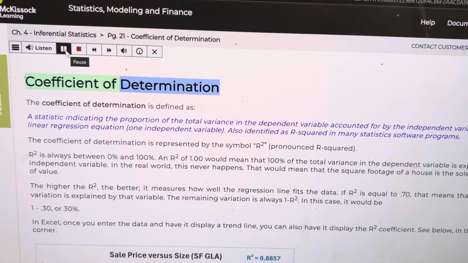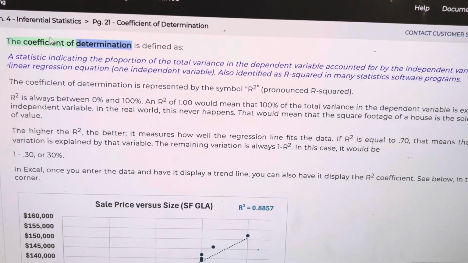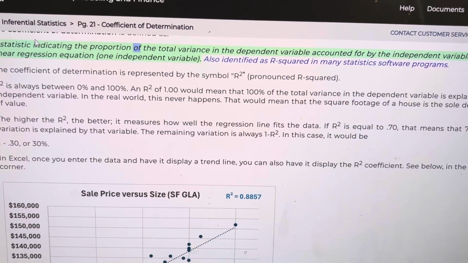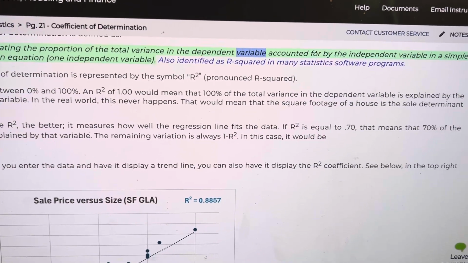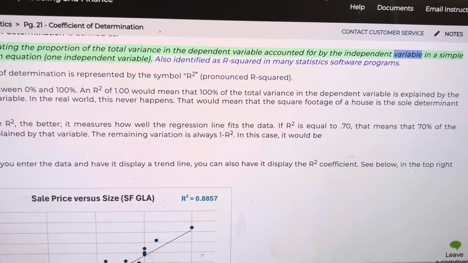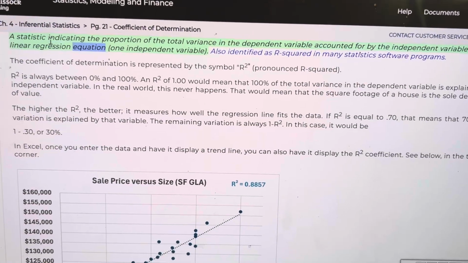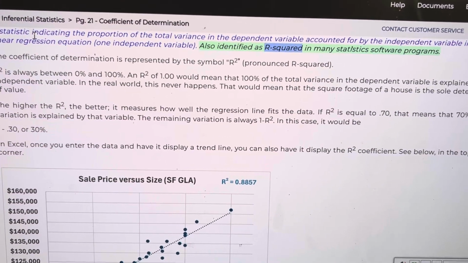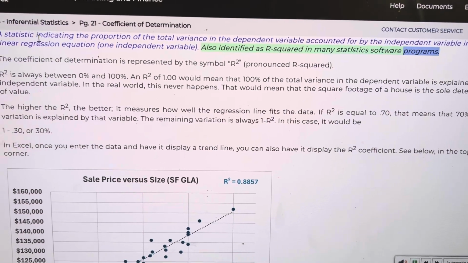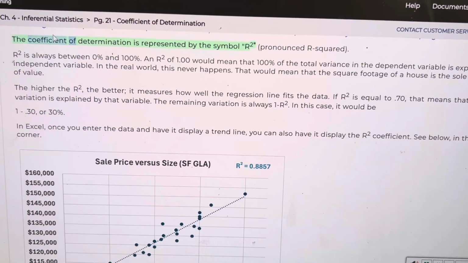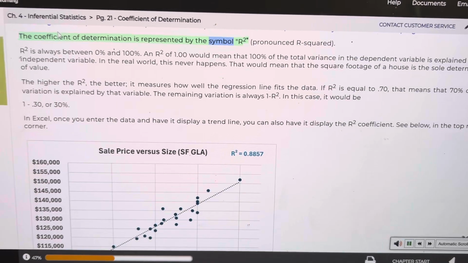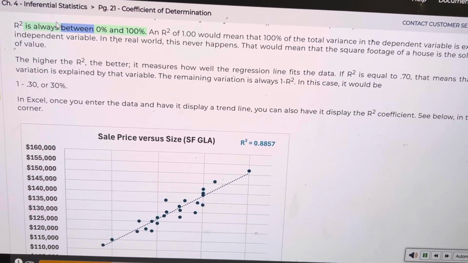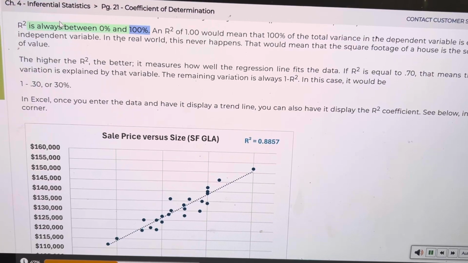Coefficient of determination. The coefficient of determination is defined as a statistic indicating the proportion of the total variance in the dependent variable accounted for by the independent variable in a simple linear regression equation, with one independent variable. It is also identified as R-squared in many statistics software programs. The coefficient of determination is represented by the symbol R2, pronounced R squared. R2 is always between 0% and 100%.